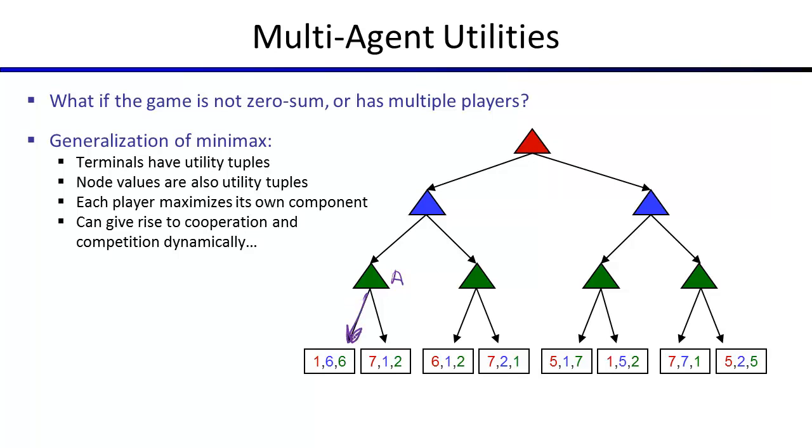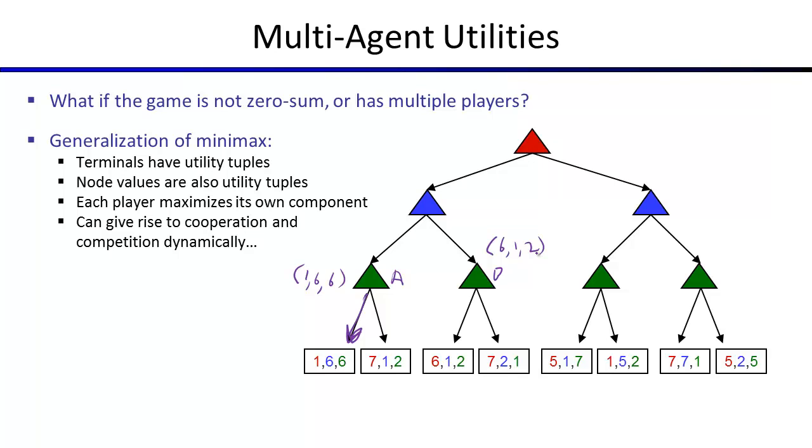We know that's what's going to happen when A gets its hands on this state, right? We may not get here and play, but if we do, this is what's going to happen. And that means that the value of this state in some sense is not a single number, but 1, 6, 6, right? This is the vector of how the state is valued by all the agents. And so here at B, what do we get? Well, it's going to choose between 1 and 2, so it's going to pick 6, 1, 2.